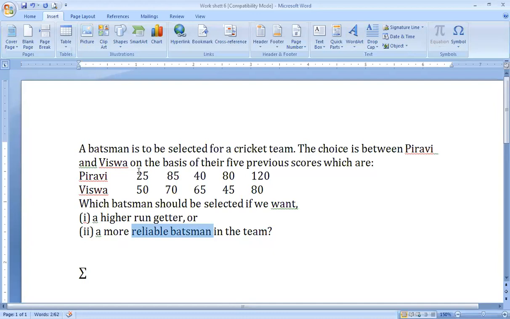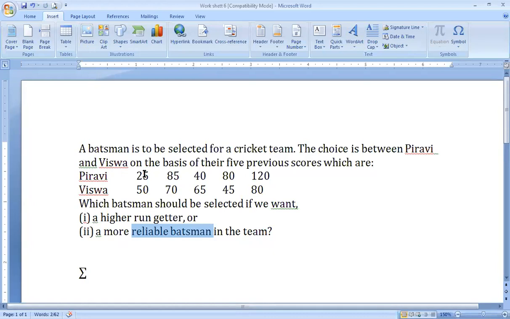Shall we do it one by one? Okay. Let me solve this problem, and we will find who is going to be the most reliable and who is going to score higher runs.